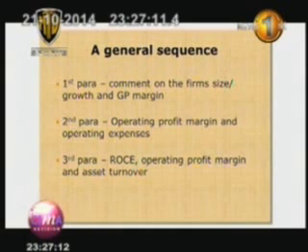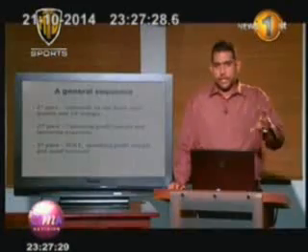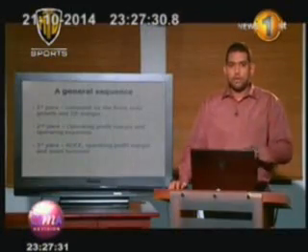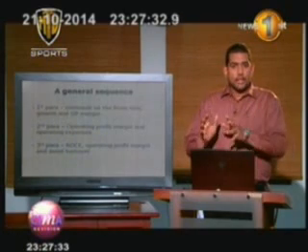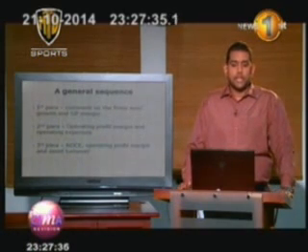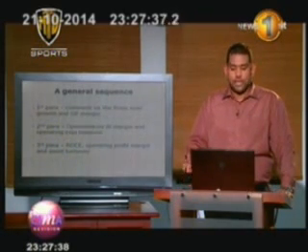In the second paragraph, talk about the operating profit margin, operating expenses, admin expenses, that is admin expenses and distribution expenses. That's your second paragraph. In the third paragraph, talk about the ROCE, operating profit margin and asset turnover. We talked about operating profit margin in the second paragraph. In ROCE, we are talking about ROCE and linking it with operating profit margin and the asset turnover.